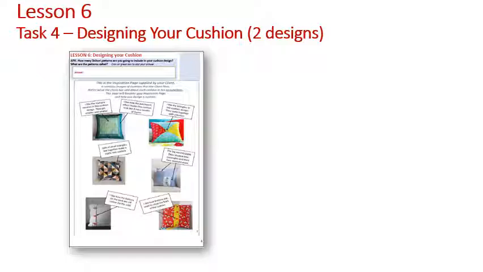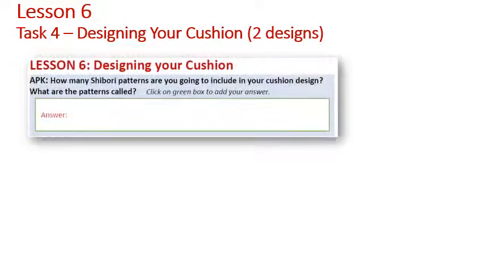Today we're doing task 4, designing your cushion. Now today you're going to do 2 designs and your first page looks something like this. At the top of the first page is your goal, and your goal is to design your cushion, and you've got to include annotations, at least 2 in each view.